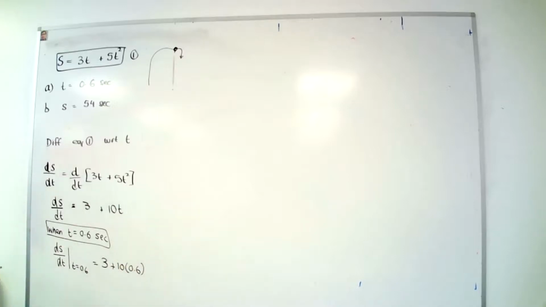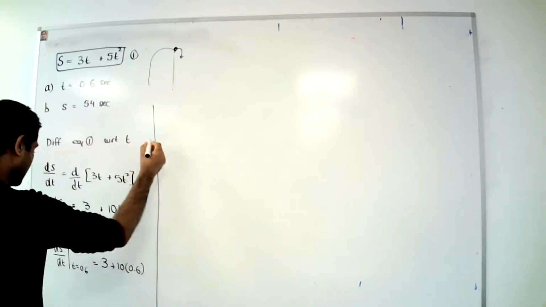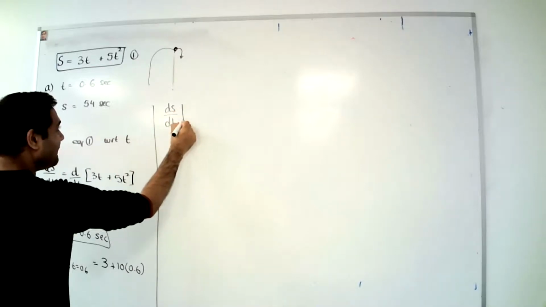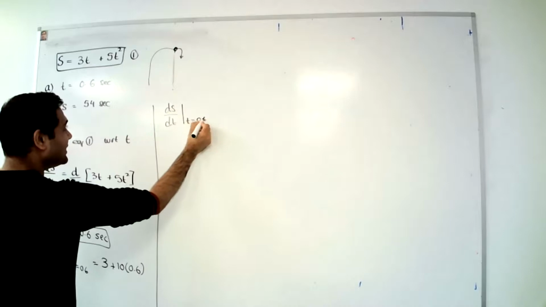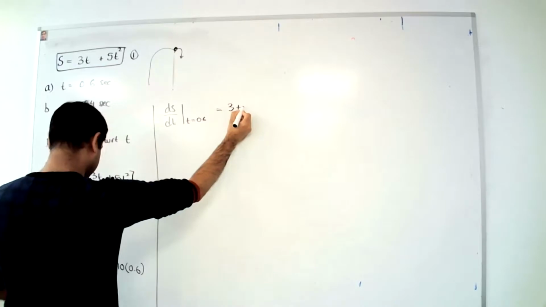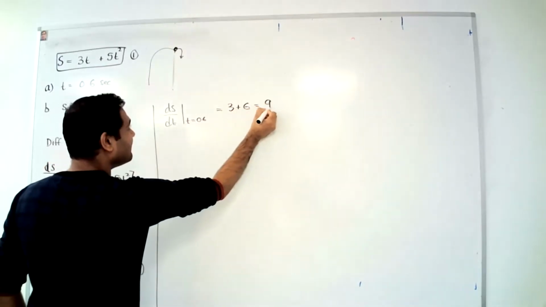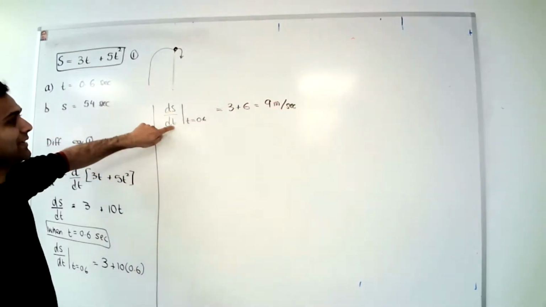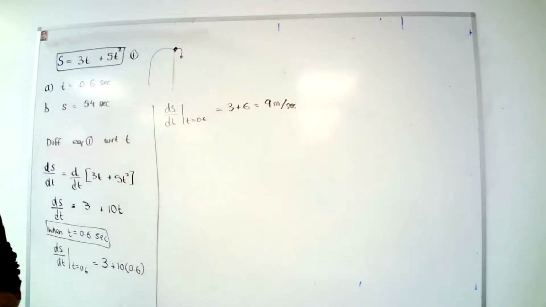So the answer is going to be ds over dt when t is 0.6. It's going to be 3 plus 6, which is 9. So it's going to be 9 meters per second, because that is meters per second. So it's covering 9 meters per second. Distance covering is 9 meters per second. Okay.